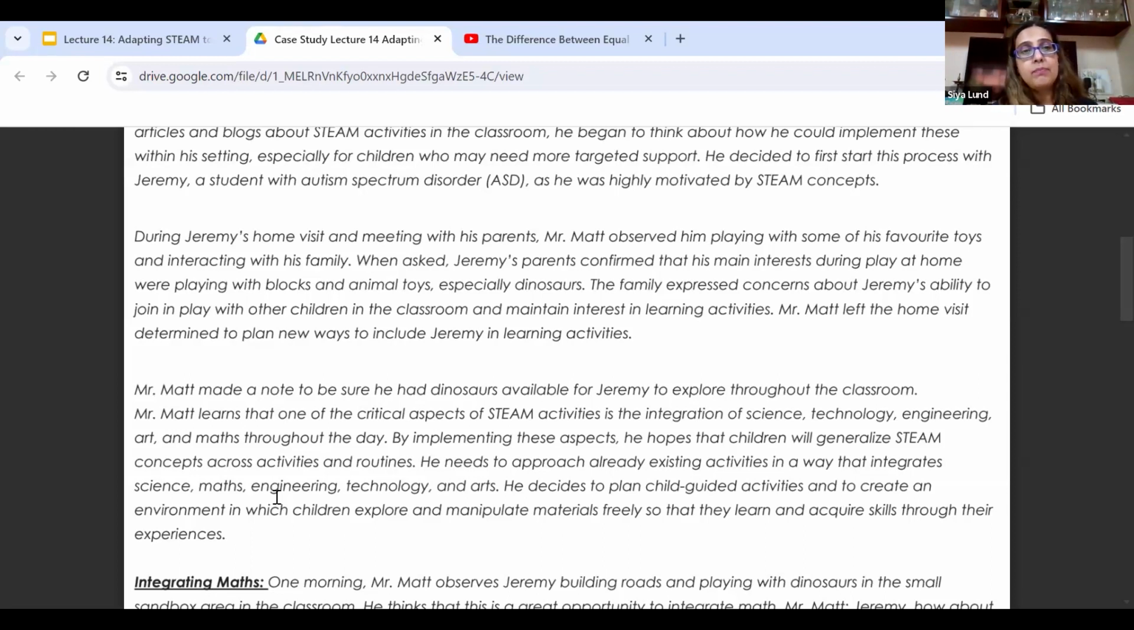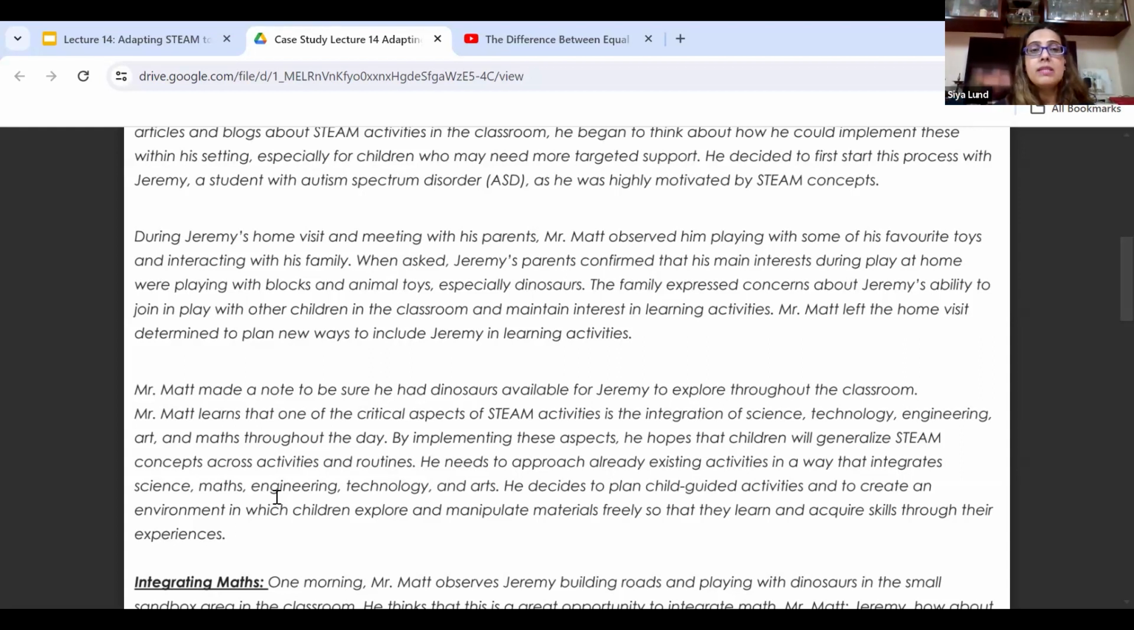So this visit perhaps helped Mr. Matt to design a special learning plan for Jeremy back in school, especially because he has autism spectrum disorder. Mr. Matt made a note to be sure he had dinosaurs available for Jeremy to explore throughout the classroom, because he had noticed that Jeremy loves dinosaurs, right? And he loves playing with them. And he noticed him playing with them at home too. So he wanted to make sure that he had dinosaurs available for him to explore throughout the classroom.